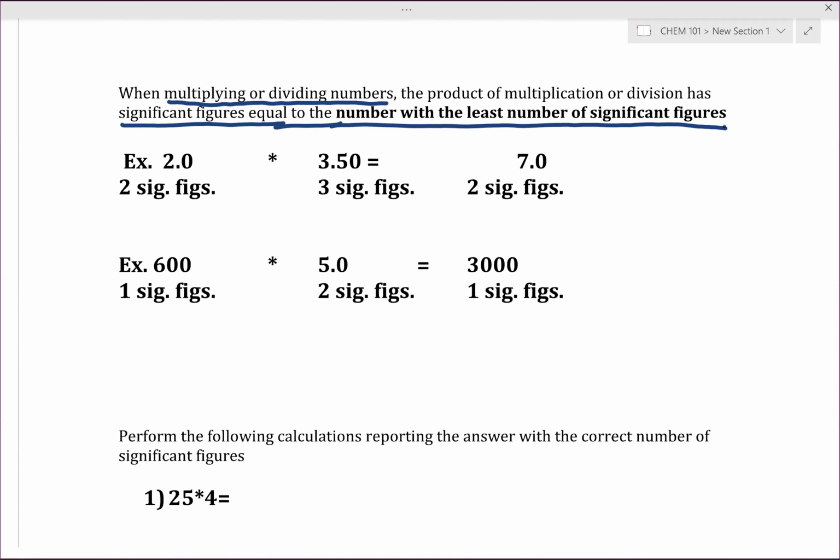For example, if you multiply 2.0, which has 2 significant figures, by 3.50, which has 3 significant figures, what is less, 2 or 3? 2. Right? We have 2 sig figs, that's the least number of significant figures. So how many significant figures do we retain? 2.